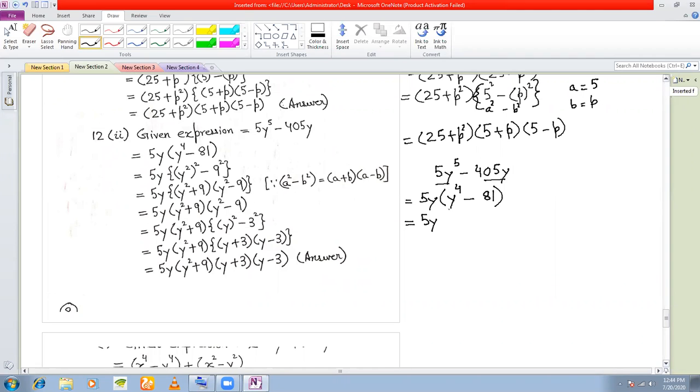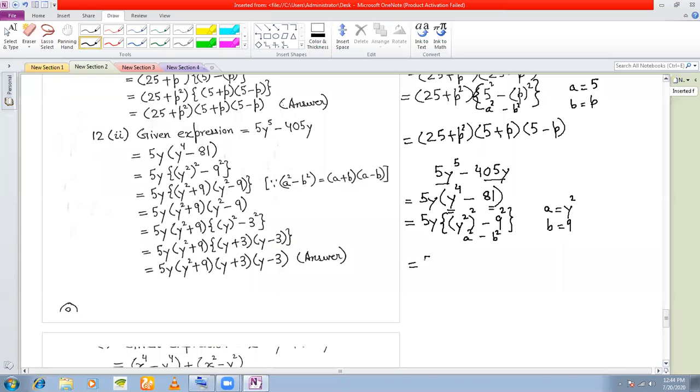5y. Now what do I see under this bracket? I see y to the power of 4. Now y to the power of 4 is a perfect square because it can be written as y square, whole square. And 81 is also a perfect square because it can be written as 9 square. So what I do is, curly brackets, y to the power of 4 can be written as y square whole square, and 81 can be written as 9 square. Now this is of the form a square minus b square. What is a? A here is y square and b here is 9.